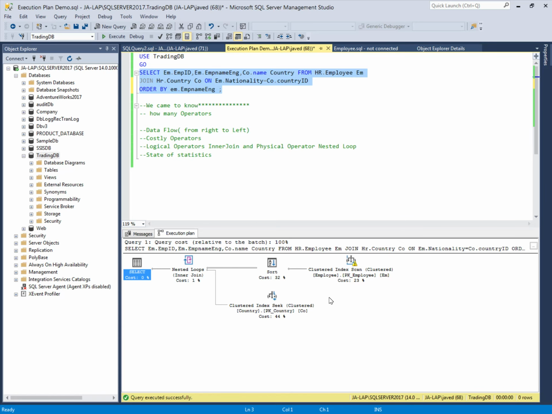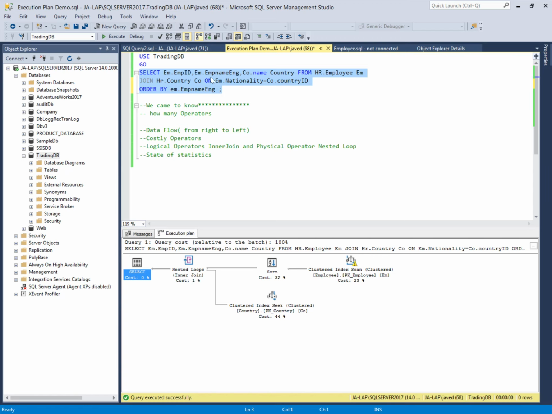And if we want to generate the actual execution plan for the same query, we have to use this icon, or we can press Control M. So let's see the actual execution plan for this query.